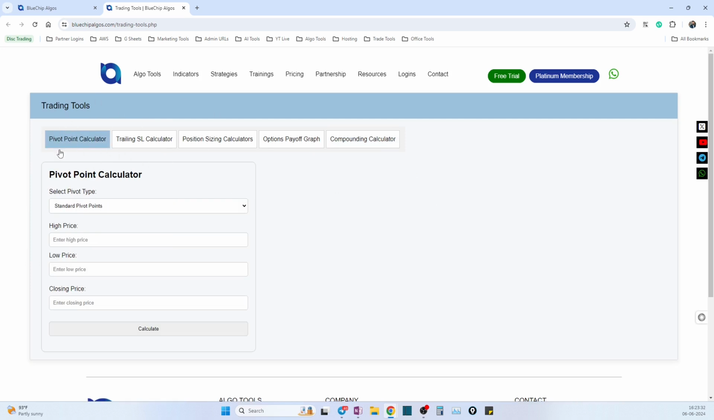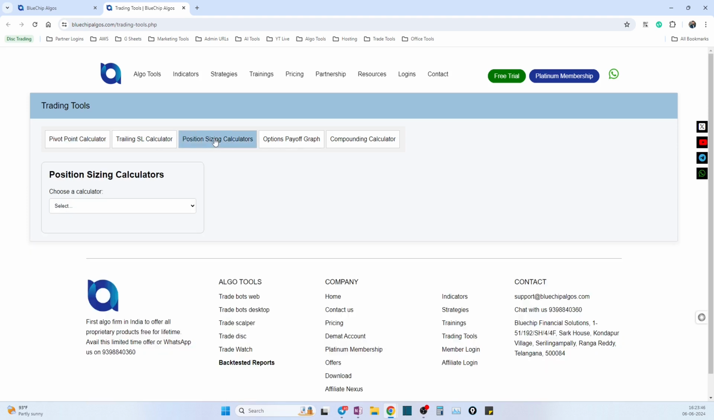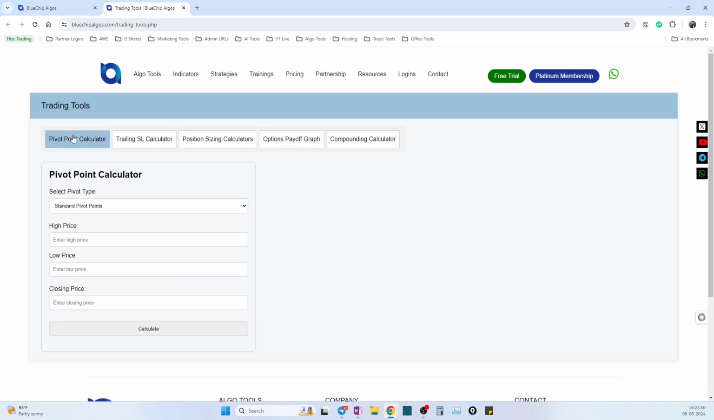Remember, the first one and the last one, the pivot point calculator and the compounding calculator, can be used by both option traders and equity traders, but the second, third, and fourth are extremely useful for option traders. So first, let's start with the pivot point calculator for this video.